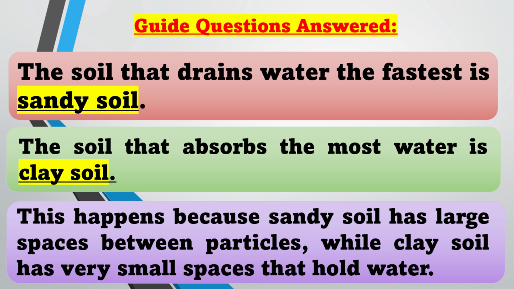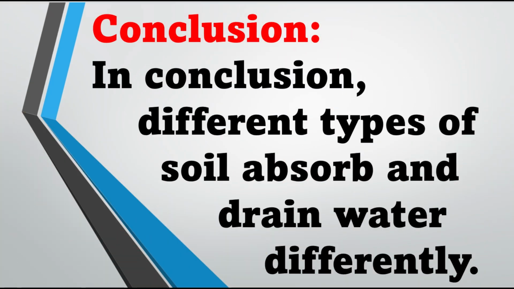The soil that drains water the fastest is sandy soil. The soil that absorbs the most water is clay soil. This happens because sandy soil has a large space between particles, while clay soil has very small spaces that hold water. In conclusion, different types of soil absorb and drain water differently.